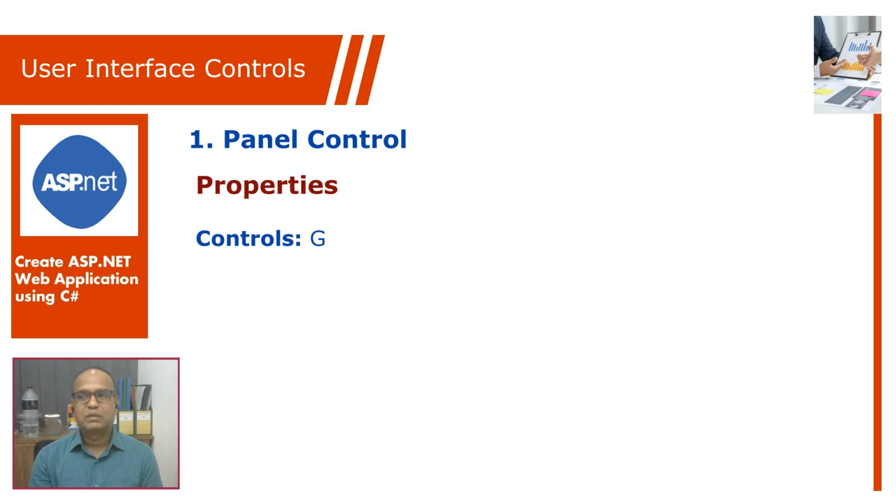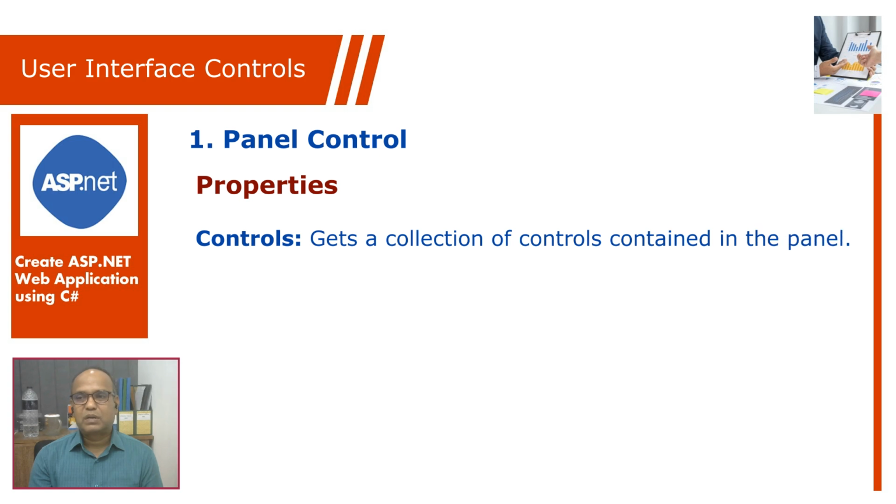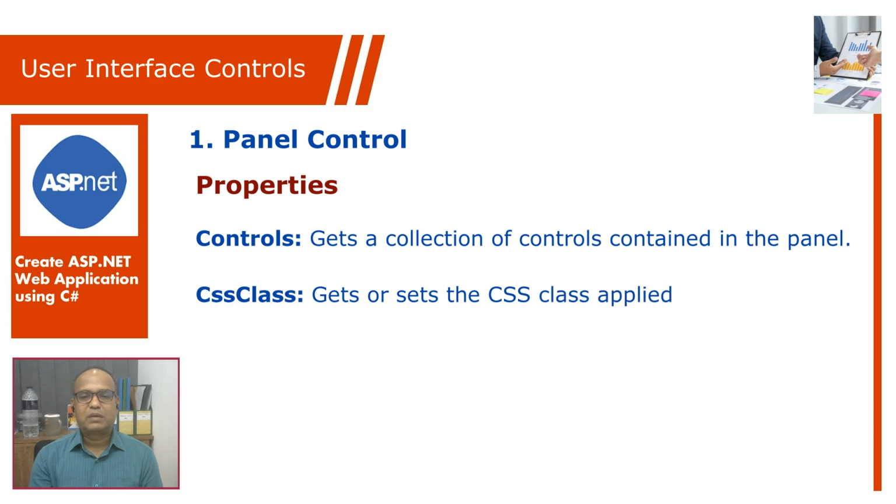Properties. Controls gets a collection of controls contained in the panel. CSS class gets or sets the CSS class applied to the panel.